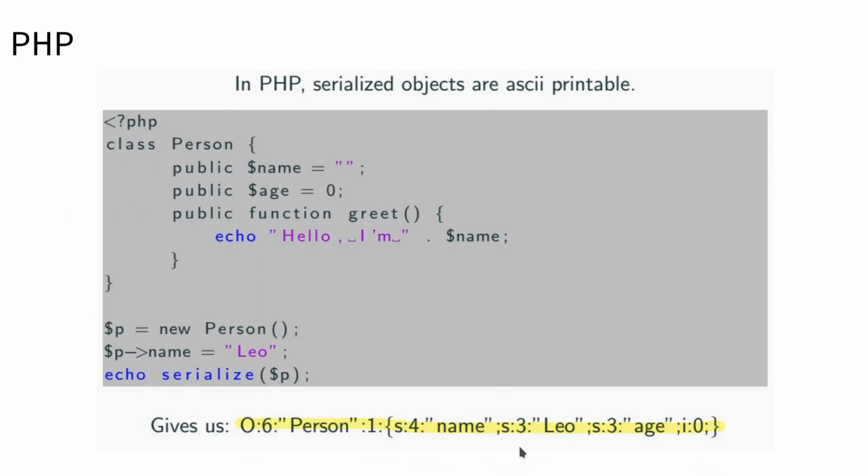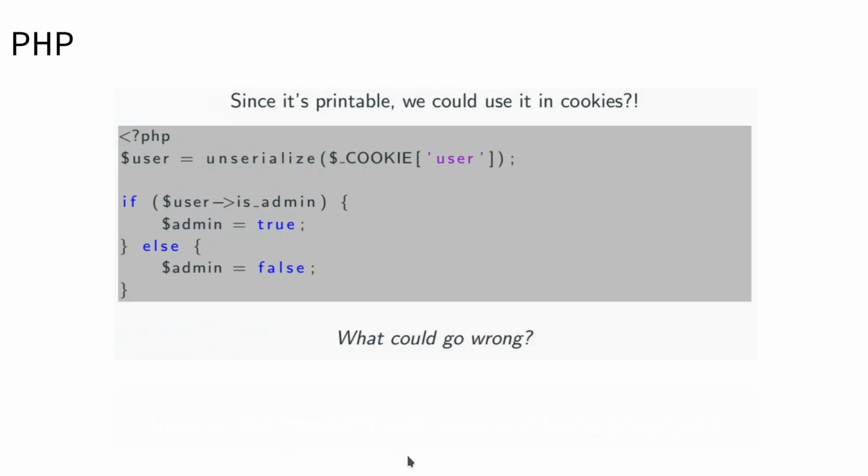The funny thing is private attributes are prefixed with a 0 byte. Now, creating a human readable serialization format and then including 0 bytes in it is just so mind-blowingly stupid that only PHP developers could come up with it. But never mind. So, since it's human readable and ASCII printable, it's great for holding state, right?